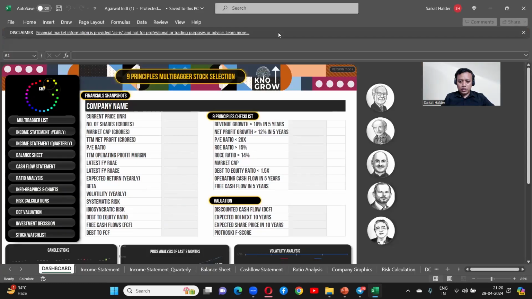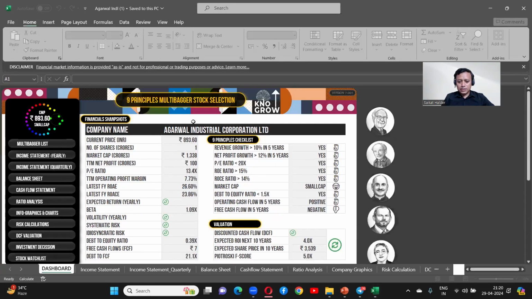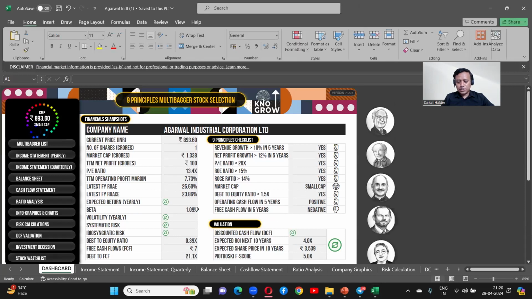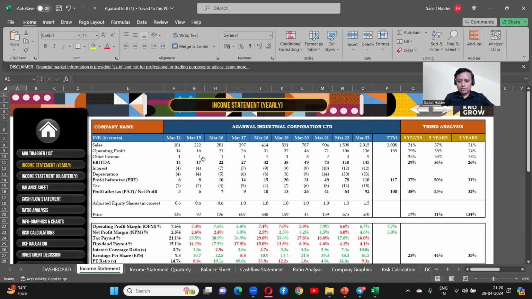Now, one minute, let me look at these parameters for that company. I'm going to the income statement, and I'm looking at whether the company is growing on a CAGR for 5 years. In 2019 its revenue was 531, and today it has crossed 2000 crore. With growing infrastructure growth, it will grow further.